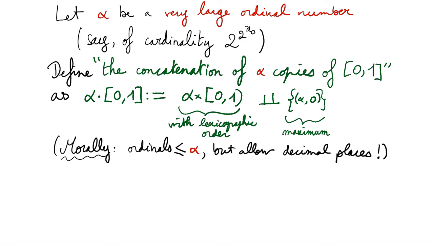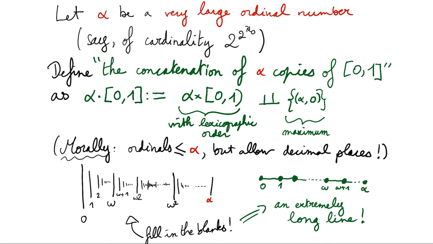Then, you turn that ordered set into a topological space by equipping it with the order topology, that is, the topology generated by its open intervals. The resulting topological space we denote by alpha.01. You may think of this space as the space of all ordinals smaller than alpha, but where you allow ordinals to have decimal places, so you might have things like omega plus 1 over pi.